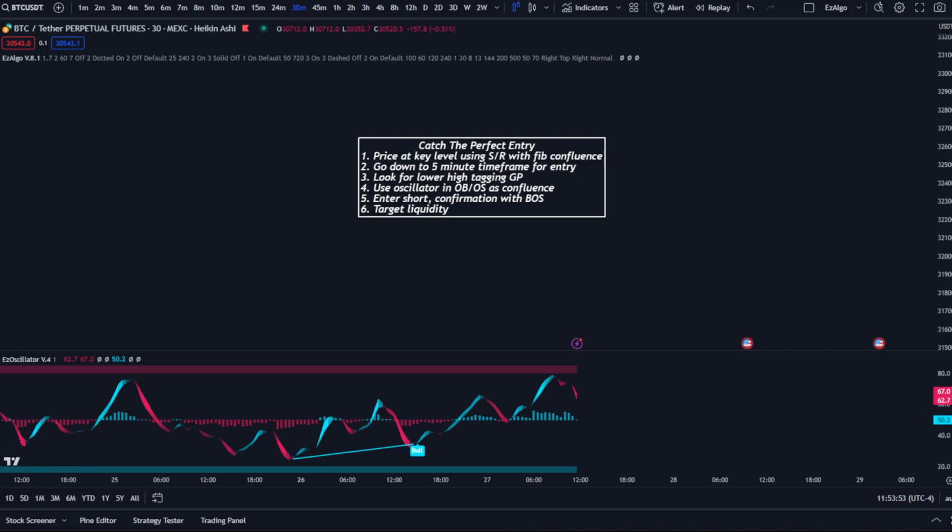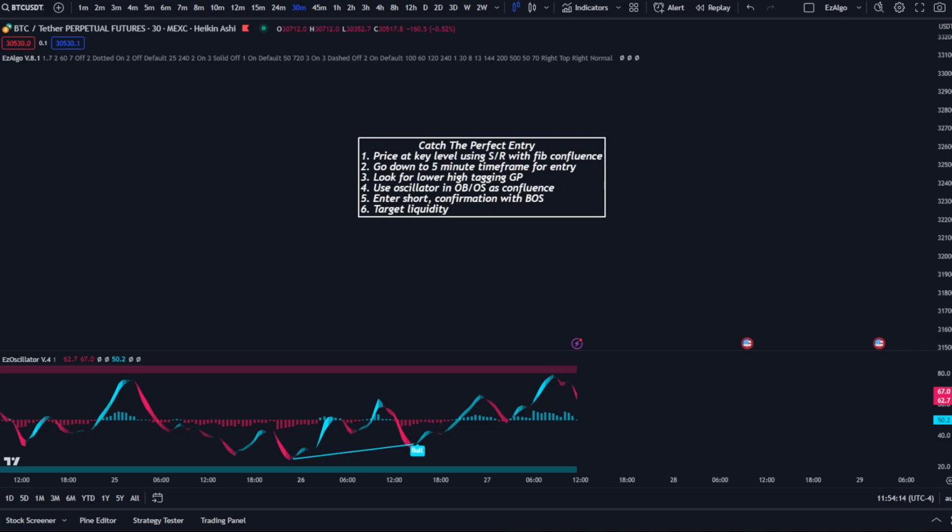So if you're going to be entering on the 5-minute, you want to use higher time frame support and resistance levels, such as the 1 hour or the 4 hour. And if you have key fib confluence as well, that adds more confidence. Now, my favorite fib levels are the 0.618 and the 0.65, aka the golden pocket. We also have that integrated with the Easy Algo Trading Indicator.